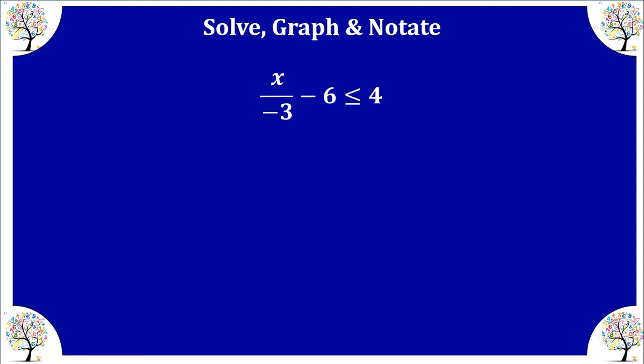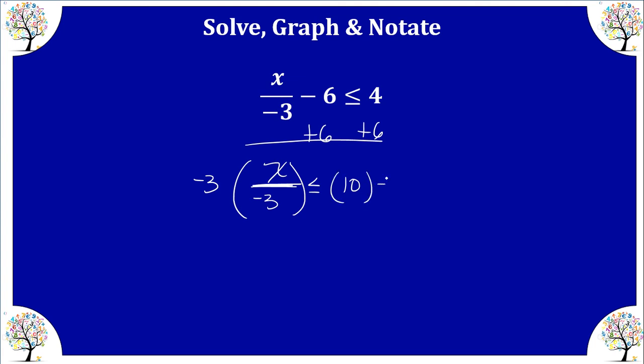Our next example, we are going to undo the -6. We're going to add 6 to both sides. We're going to bring down x divided by -3 is less than or equal to 10. We're going to undo division by multiplication. So we're going to multiply both sides by -3. The -3 cancels. I'm going to put a big star to remind myself that since I multiplied by a negative, I have to reverse the inequality.